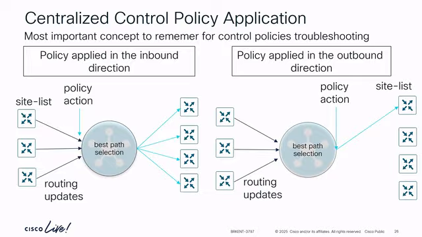So we will apply policy action on the remaining prefixes only after the path selection. And then we will advertise the rest to the devices which have no outbound control policy applied.